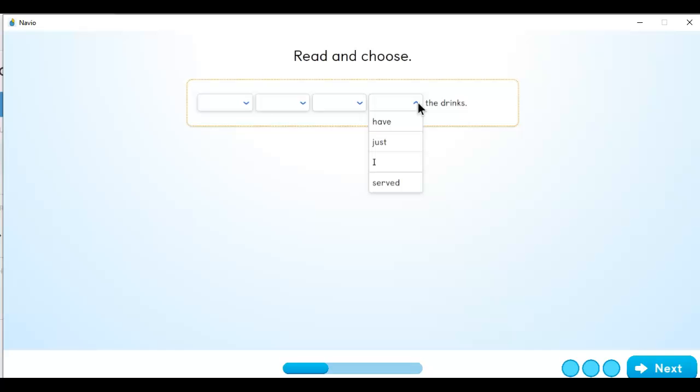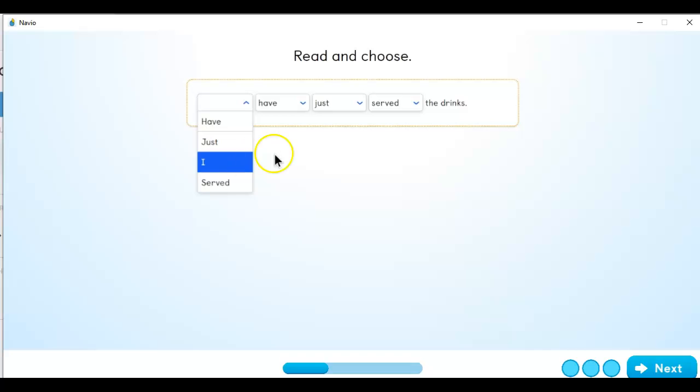So let's start from the end here. Main verb served. Before served, we are going to have just. Before just, the auxiliary, which is have. And the subject, which is I. Hey, that was cool, yeah? Good.